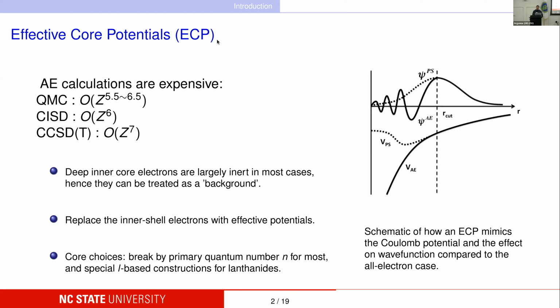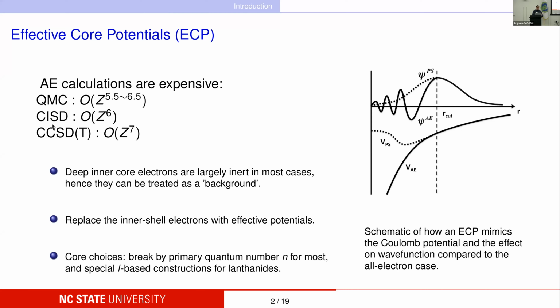It removes some of the nodes and wiggles from the actual wave function so that it can more smoothly approach the, this is all within this R cutoff. So it only matches beyond R cutoff. It doesn't need to match inside that because all of the bonding properties happen at longer ranges. And the other thing that it does is it removes the Coulomb cusp present in the all electron potentials.